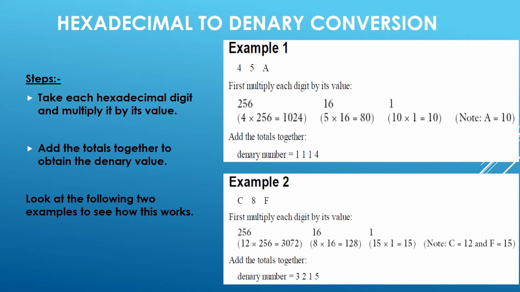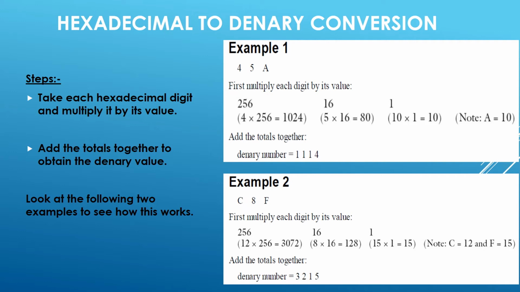We'll multiply it all and then add the totals together, and we are getting the equivalent denary number this way. There is another example. We are given the hexadecimal number C, 8, F. First, multiply each digit by its value or by its hexadecimal notation.